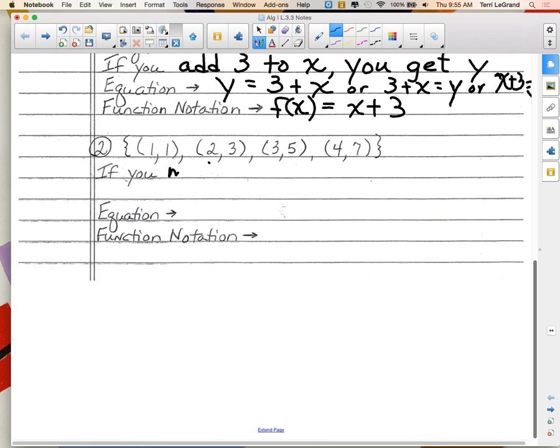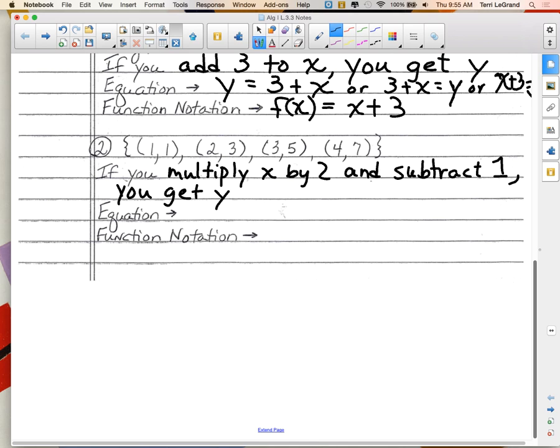Are you feeling better now, Monica? If you multiply X by 2 and subtract 1, you get Y. So we're writing it out in words first. What happens if you multiply X by 2 and subtract 1? And by the way, in order of operations, would that take care of it? Do we multiply before we subtract? In order of operations, we do, right? Okay. So you multiply X by 2 and subtract 1, you get Y.